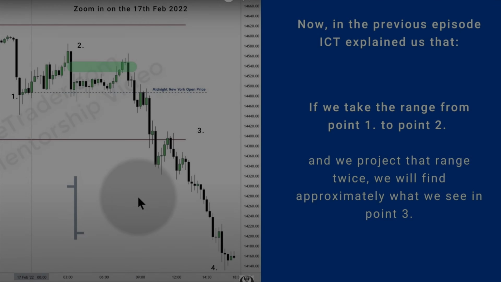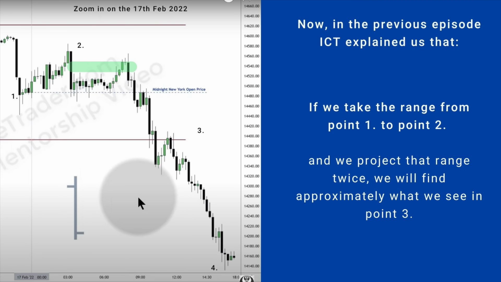Now, something that made me laugh when I heard it for the first time, and that ICT also explains very briefly in the previous episode. He says that if we take the range from point 1 to point 2, the range of the price, the movement of the price, and we project that range twice from the high of that day, going lower because our bias of course is bearish, we will find approximately what we see in point 3.